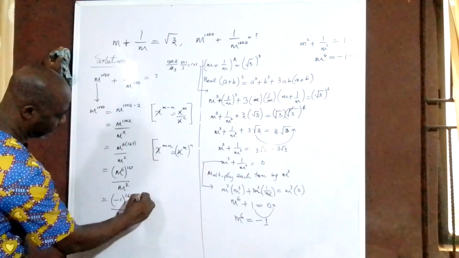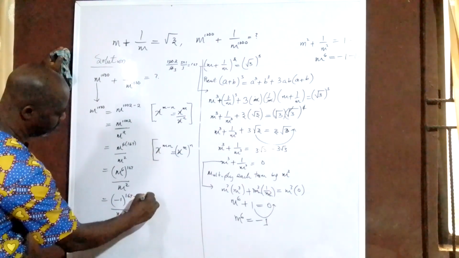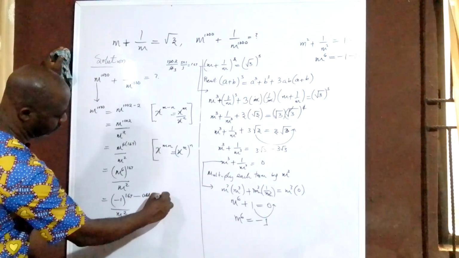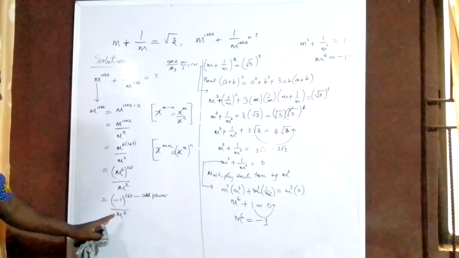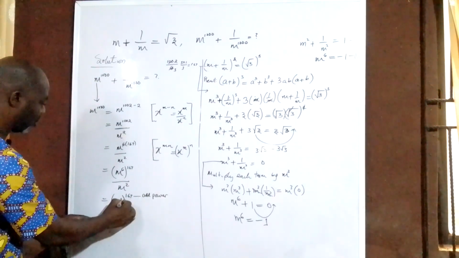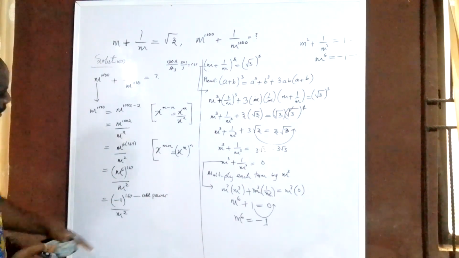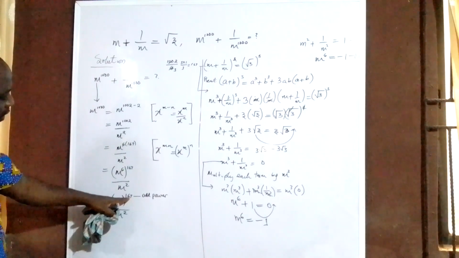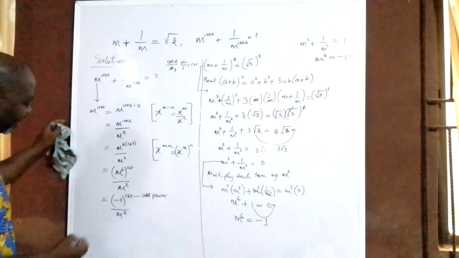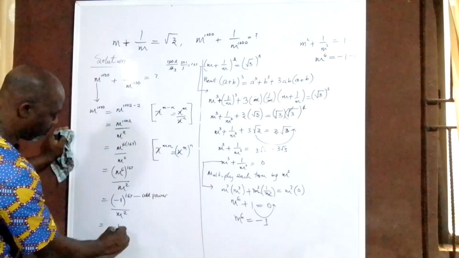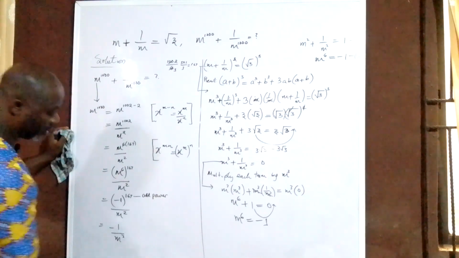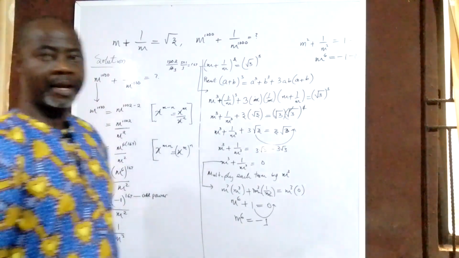Don't forget that this power is odd. And because the power is odd, the result, and you know, 1 to the power of any number is always 1. But because the power is odd, this will remain as minus 1. So we have minus 1 over m squared. So we keep that there.